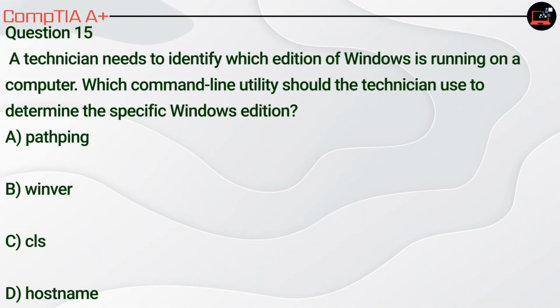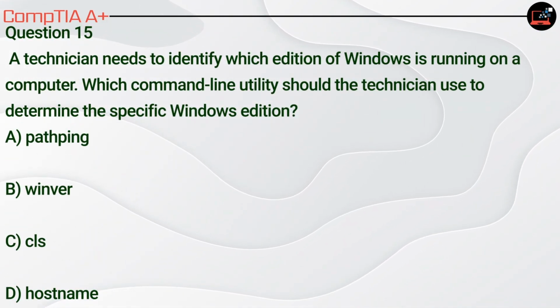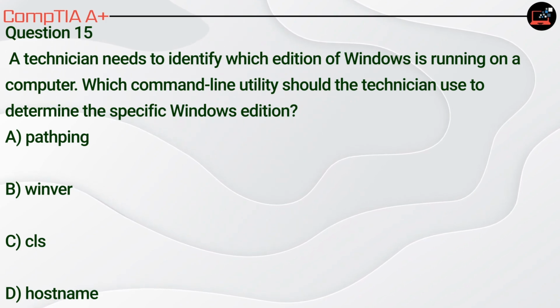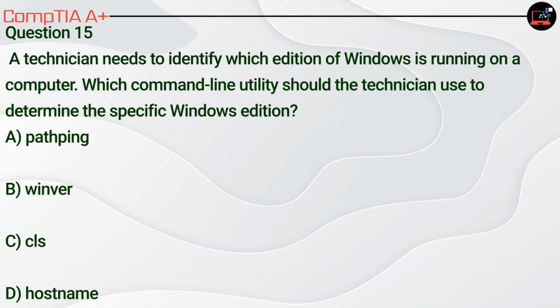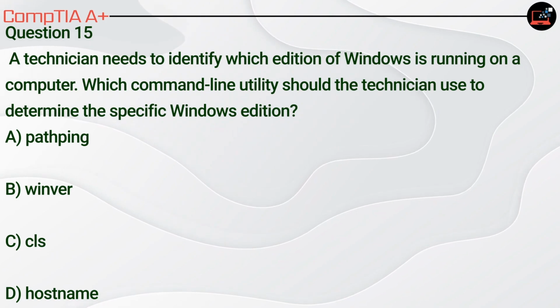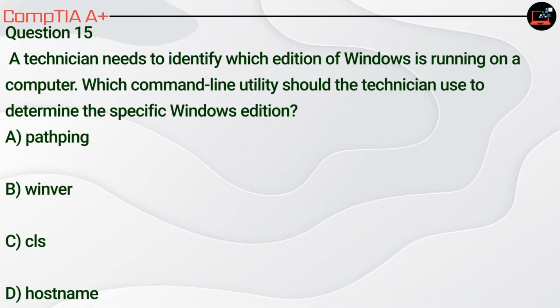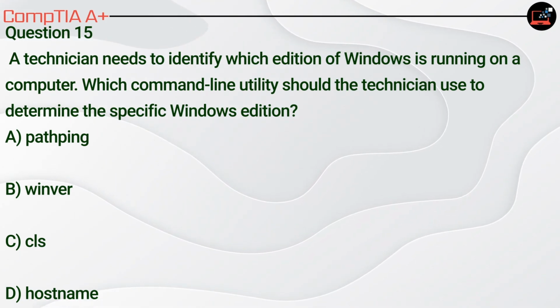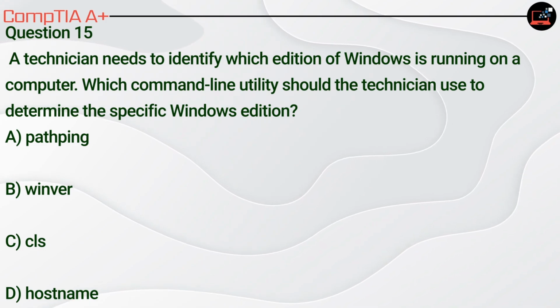Question 15. A technician needs to identify which edition of Windows is running on a computer. Which command line utility should the technician use to determine the specific Windows edition? A. Pathping, B. WinVer, C. CLS, D. Hostname.